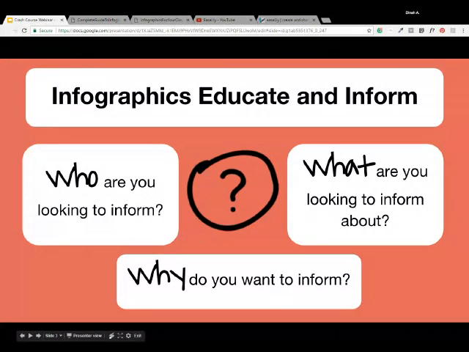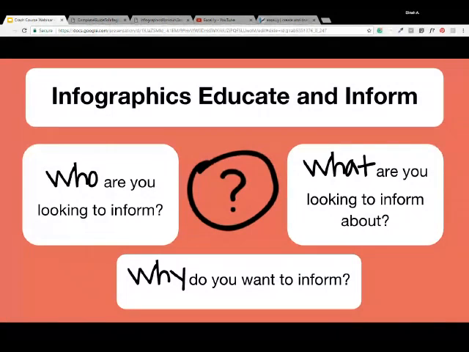Okay, and then next, you'll want to ask yourself, why do you want to inform your audience about this information or this topic? Why is this important that your audience know this? Are you looking to promote your business? Are you looking to inform your audience about the industry that you're in? Are you looking to inform students about a topic that you're about to introduce for the week? Why is this information important for them to consume?